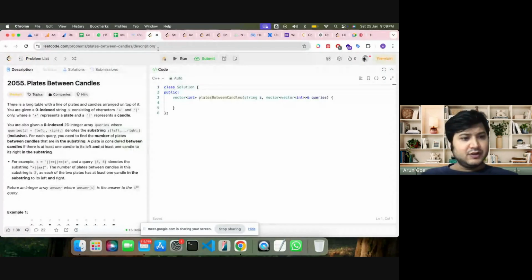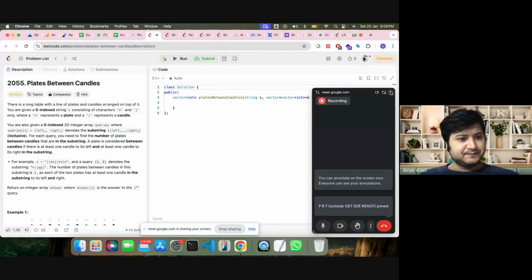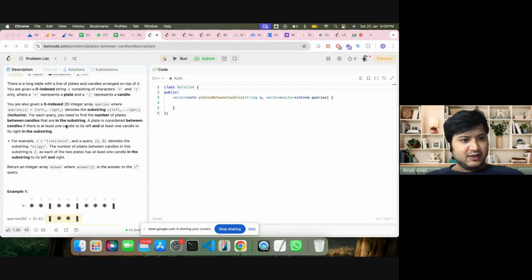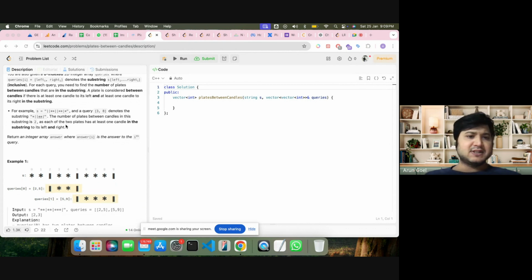You're given a zero indexed array queries where queries of i is left to right denoting the substring. For each query, you need to find the number of plates between the candles that are in the substring. A plate is considered between candles if there is at least one candle to the left and at least one candle to the right of it in the substring. For example, query three to eight denotes this substring.